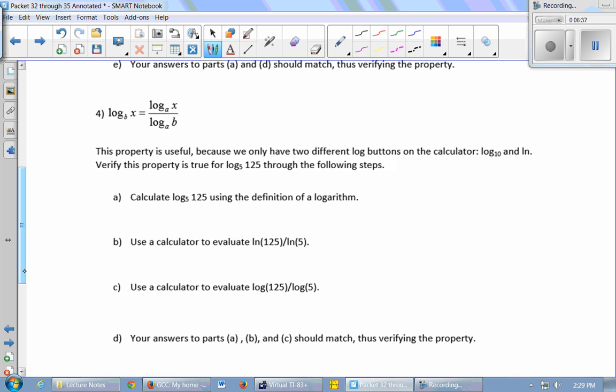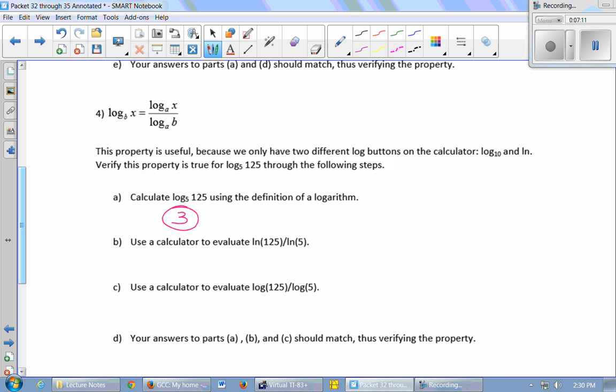All right, and number 4, last one. Log base b of x is equal to log base a of x divided by log base a of b. This is called the change of base formula. It's really handy because you only have 2 different log buttons on the calculator, log base 10 and log base e. So I'm going to verify this property is true for log base 5 of 125. So I can calculate log base 5 of 125 in my head because 5 cubed is 125. So log base 5 of 125 is 3.